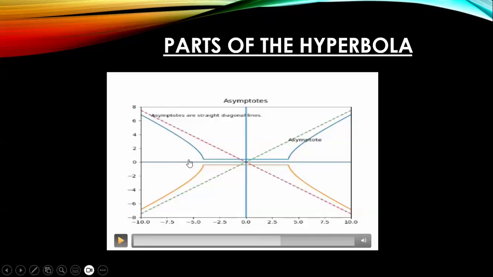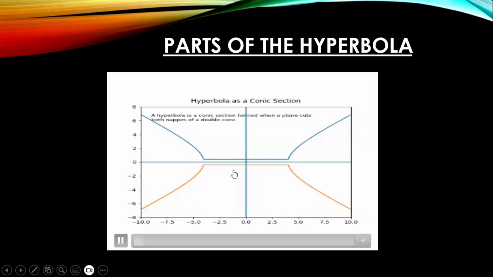Okay, we're looking at the asymptotes now. Basically the asymptotes are the straight diagonal lines that we are seeing here. As you see this red line that is coming from this direction here, this is one asymptote. And the green line here is also another asymptote.